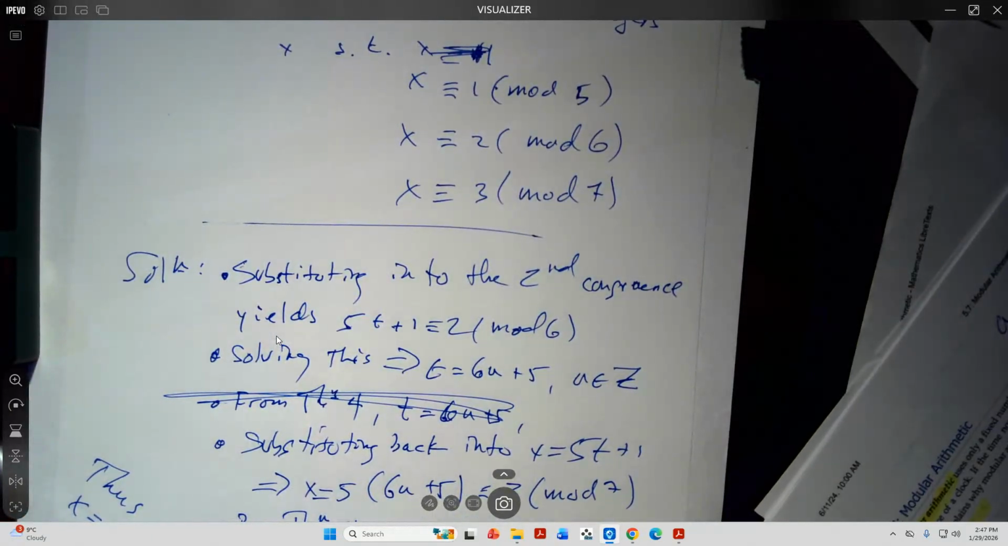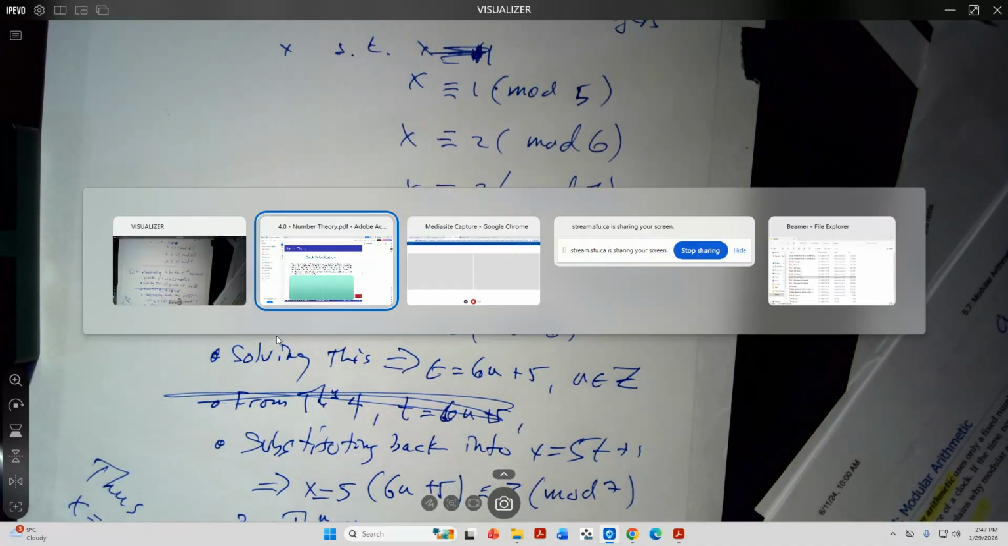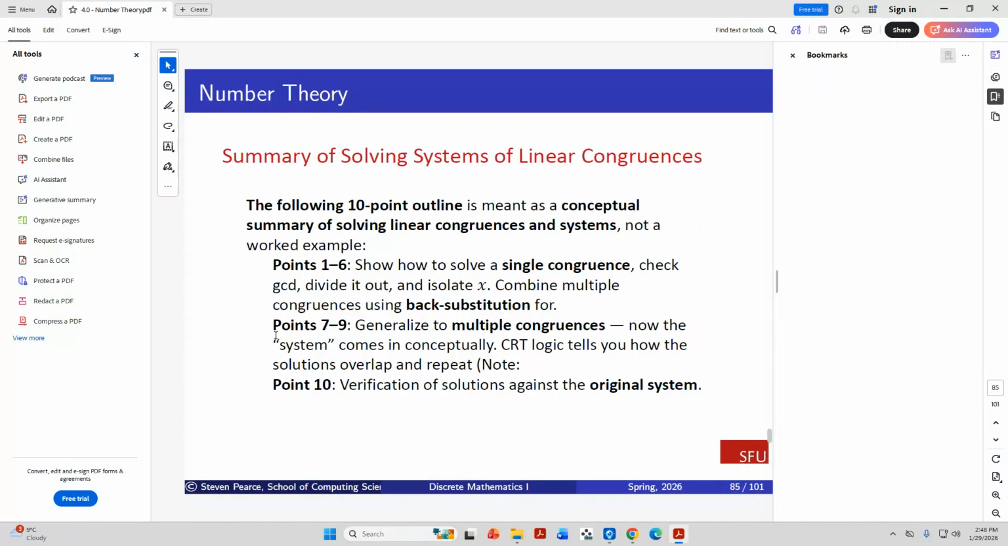And yes, that finishes that chapter, the chapter summary of solving congruences. Okay, here's a 10-point outline.